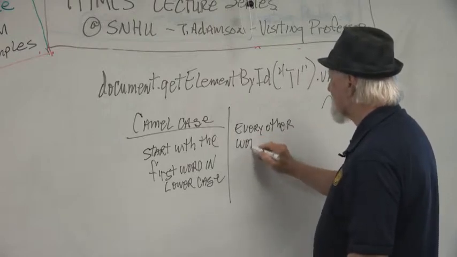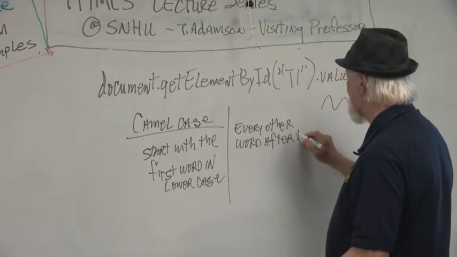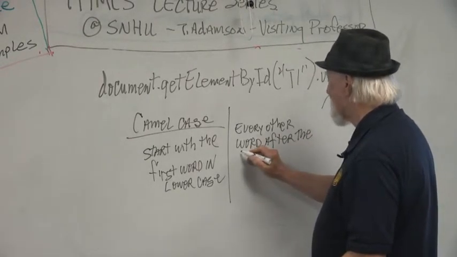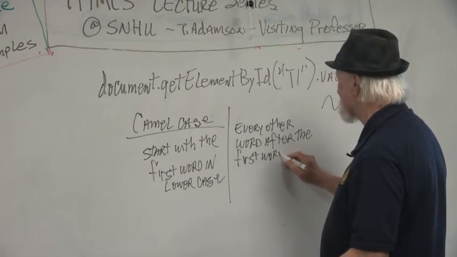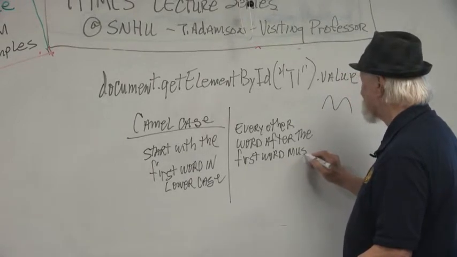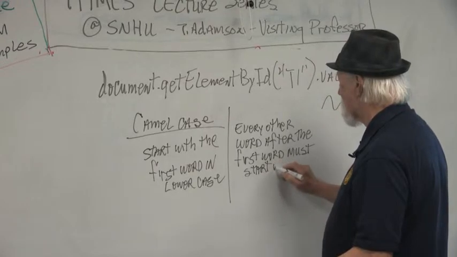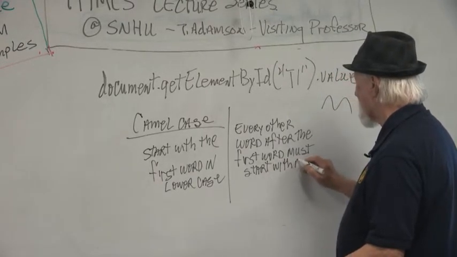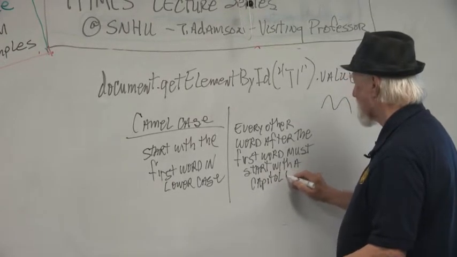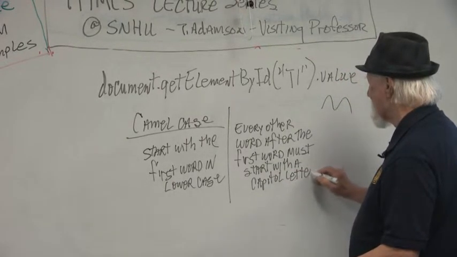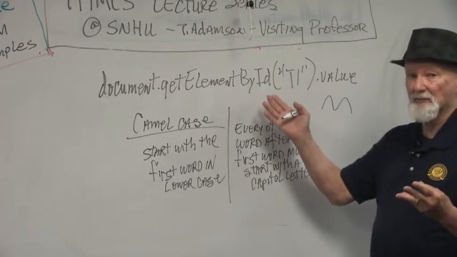Every other word after the first word must start with a capital letter. That's the rule for camel case, and that's consistent in the document object model.